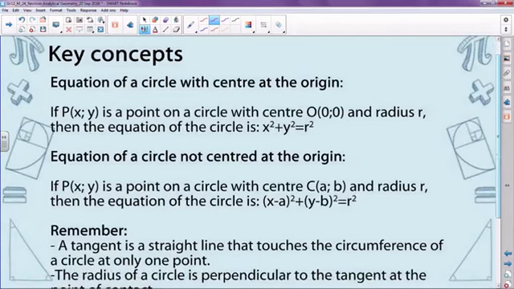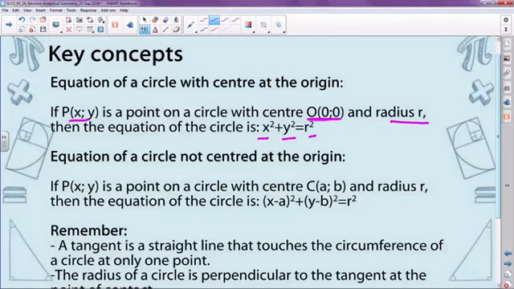You look at the equation of a circle with the center at the origin. You are reminded that if P(x, y) is a point on a circle that is centered at the origin, so at the point (0, 0), and it has a radius of length r, then the equation of your circle is x squared plus y squared is r squared.